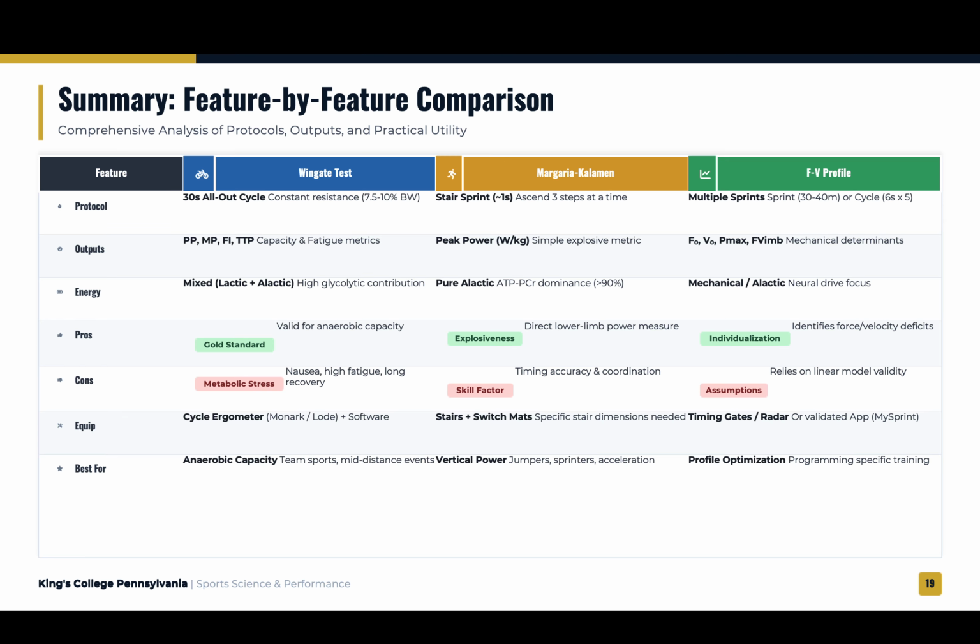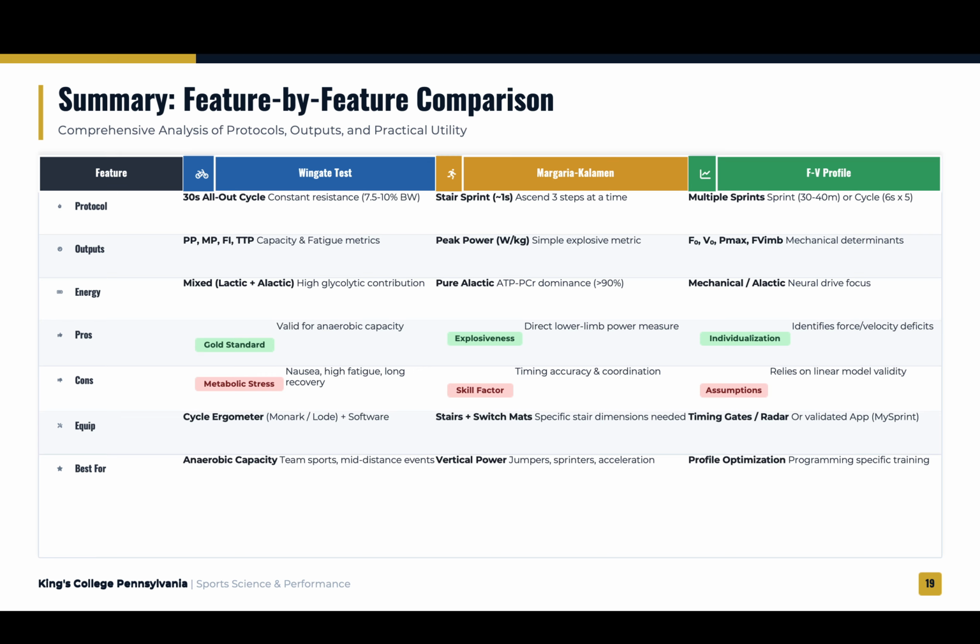Here is basically a summary, feature by feature comparison. We already basically saw everything. We haven't talked about the pros and the cons. Pro of the Wingate is that it is the gold standard, valid for anaerobic capacity. The Margaria-Kellman pros are explosiveness, direct lower limb power measure, and force velocity individualization because it identifies force and velocity deficits.